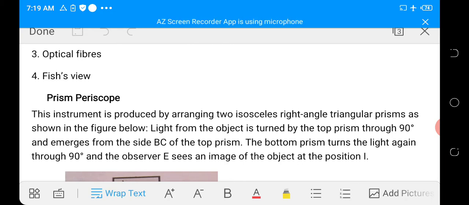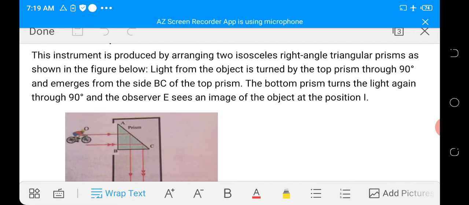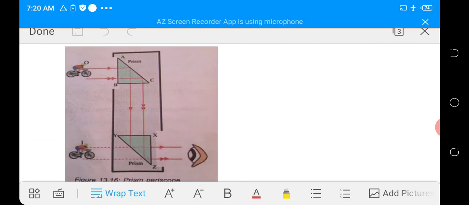Light from the object is turned by the top prism through 90 degrees and emerges from the side BC of the top prism. The bottom prism turns the light again through 90 degrees and the observer sees an image of the object at the position I. As you can see, this is similar to the mirror periscope, but the only advantages of this over the mirror periscope are the following.